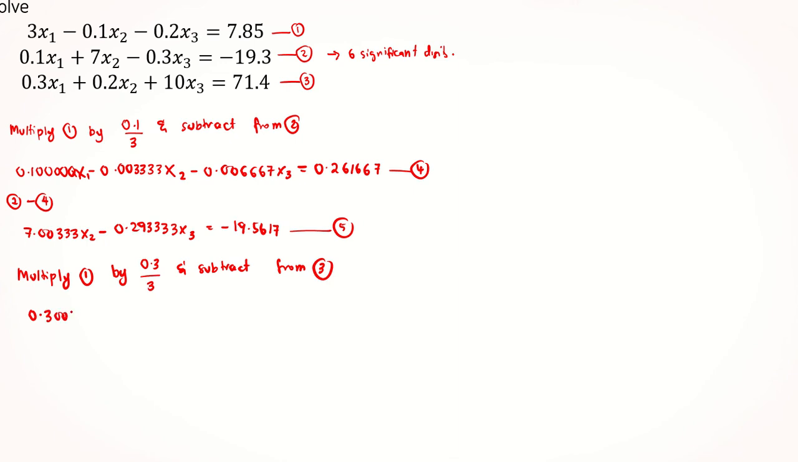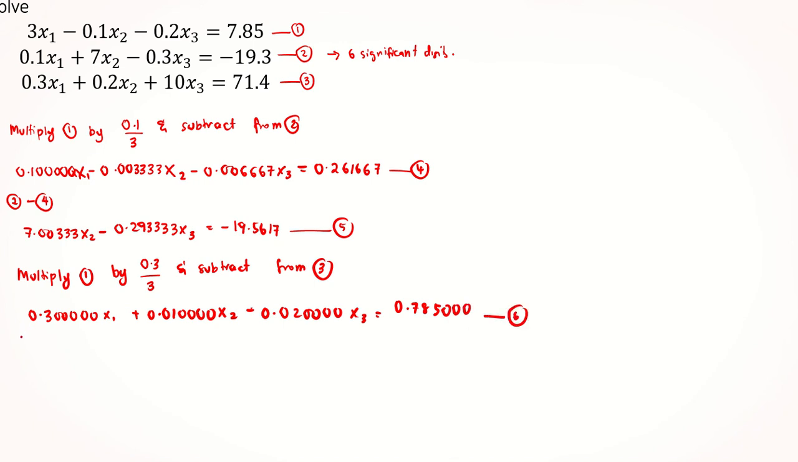So the first one we get 0.300000 x1 plus 0.010000, because this is a 6 significant digit, 0.020000 x3 equals 0.785000. So this is equation 6.